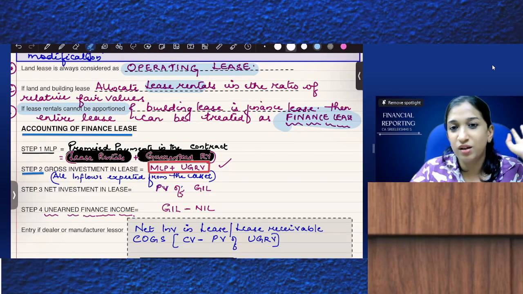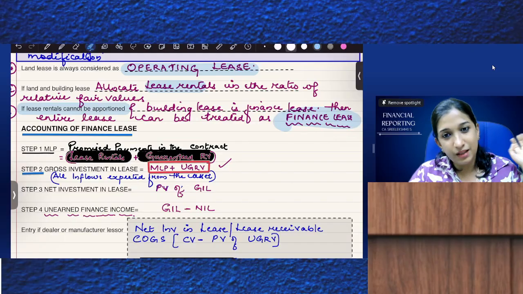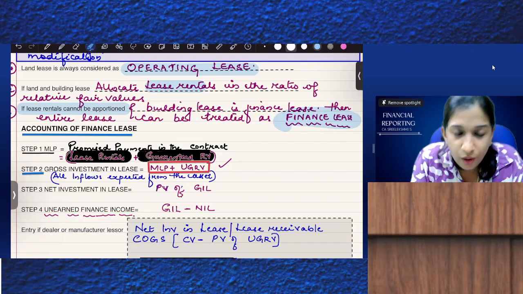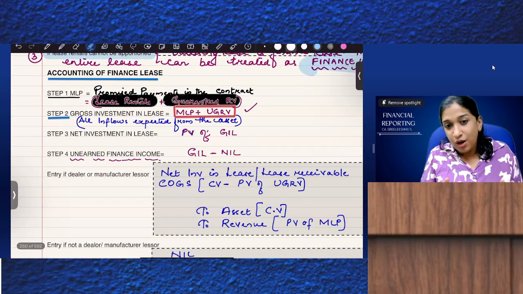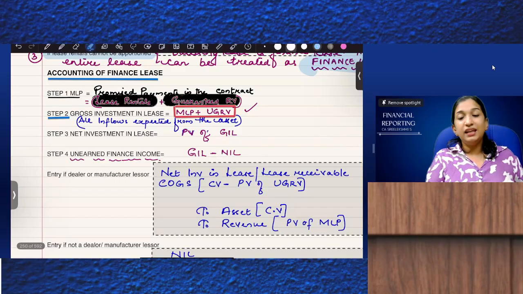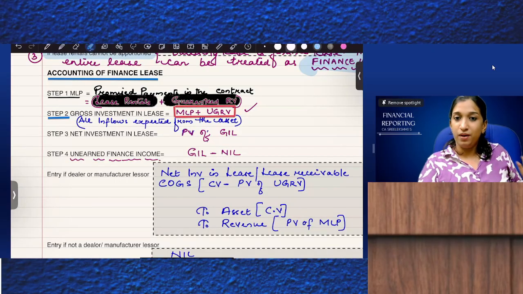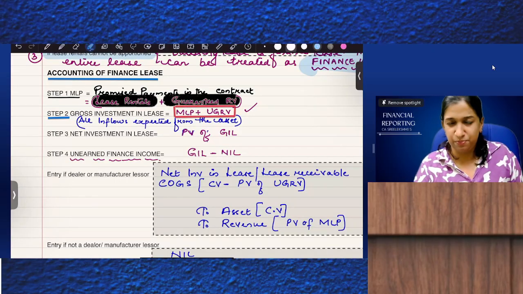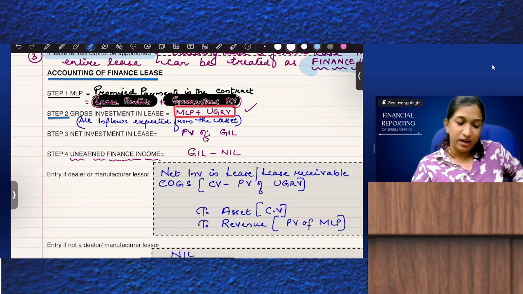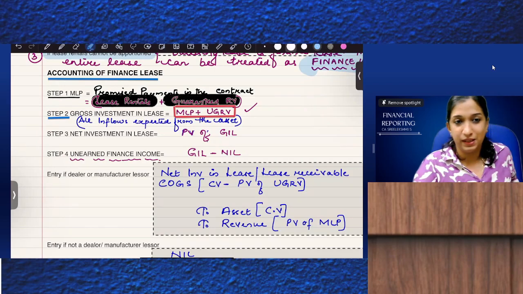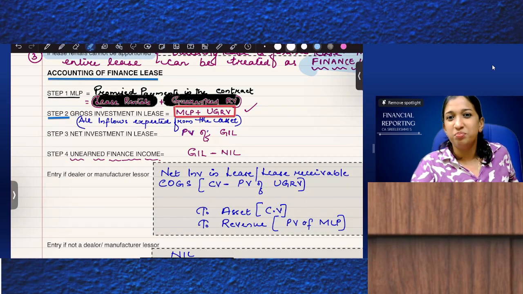So what is the accounting of finance lease? Okay, accounting in the books of the lessor. In case of finance lease, step number 1. Always study it as steps. Step number 1 is compute MLP. First of all, I don't know what is MLP.